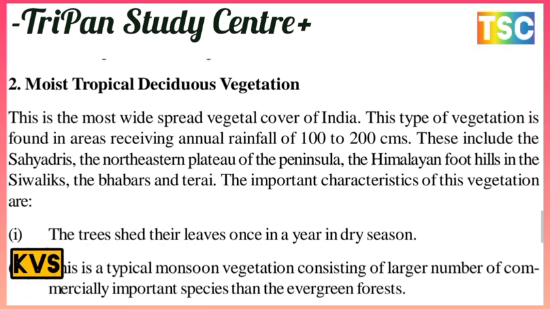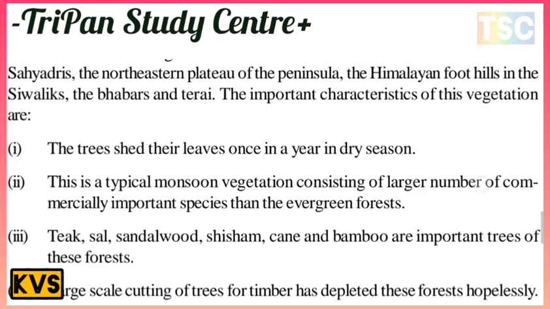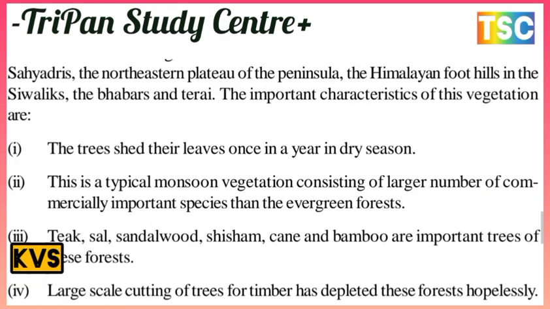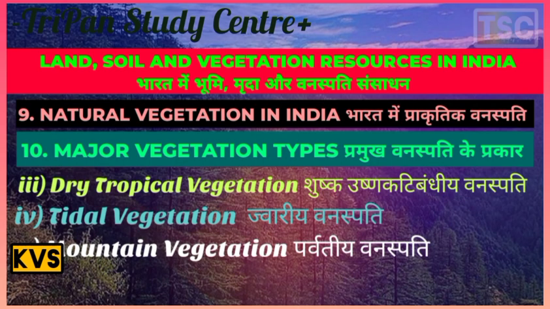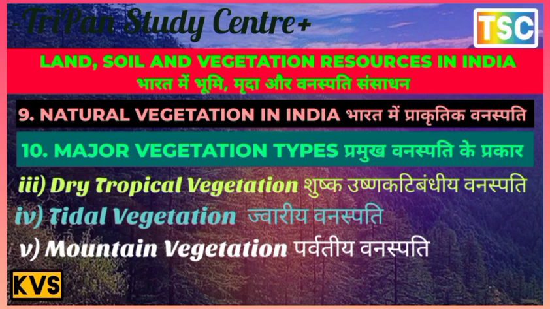Next, this is a tropical monsoon vegetation consisting of a large number of commercially important species compared to the evergreen forest. Teak, sal, sandalwood, shisham, khair and bamboo are important trees of this forest. The large scale cutting of trees for timber has depleted this forest hopelessly. Next, dry tropical vegetation.